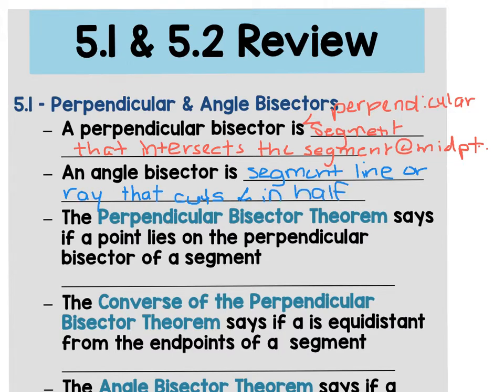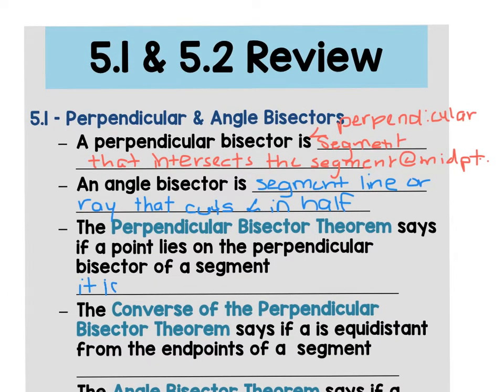Okay, the angle bisector is the segment, line, or ray that cuts an angle in half. So you should be checking to make sure you have all this right, because this is what you submitted the other day. The perpendicular bisector theorem said that if a point lies on the perpendicular bisector of a segment, then what? Good. It is equidistant. Is this the same as the stuff on the Quizlet? Because that's where I got it from. Yep.